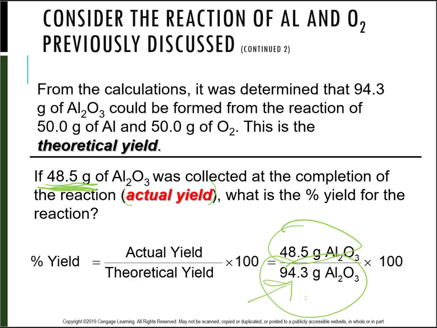This is stoichiometry, and in this case, because we weren't in the lab, we were told here is how much was collected at the end of the reaction. So actual divided by theoretical times 100%, and we get 51.4%.